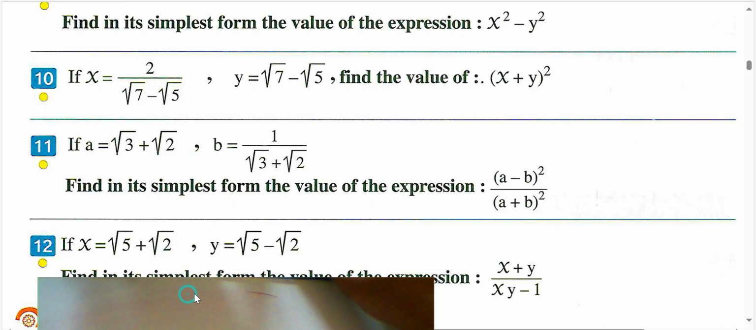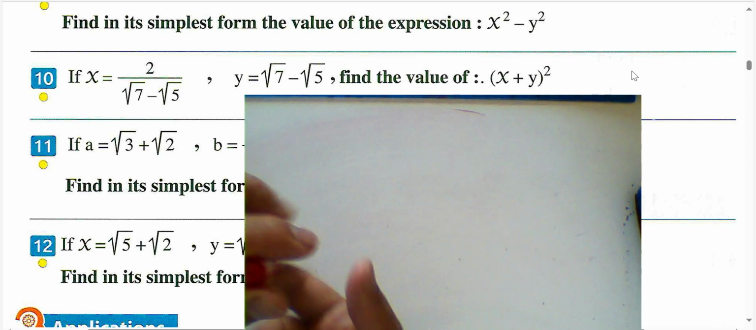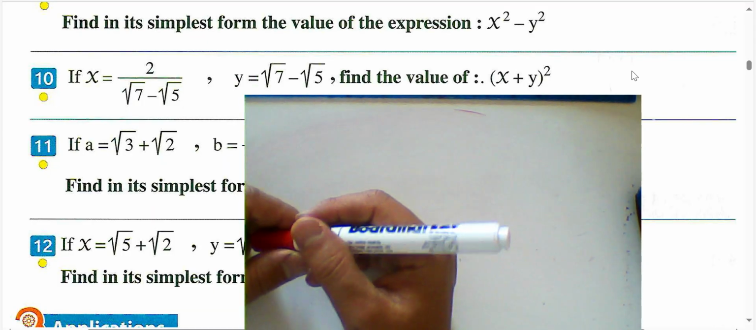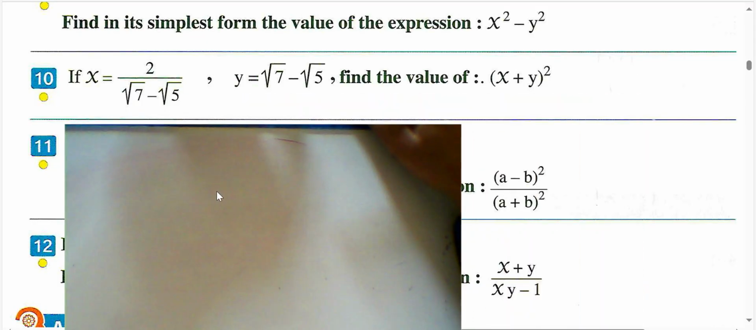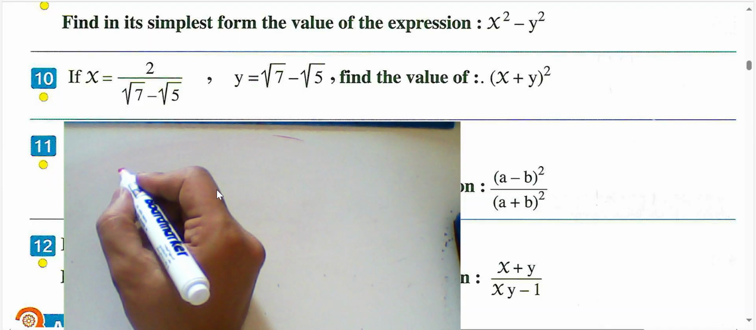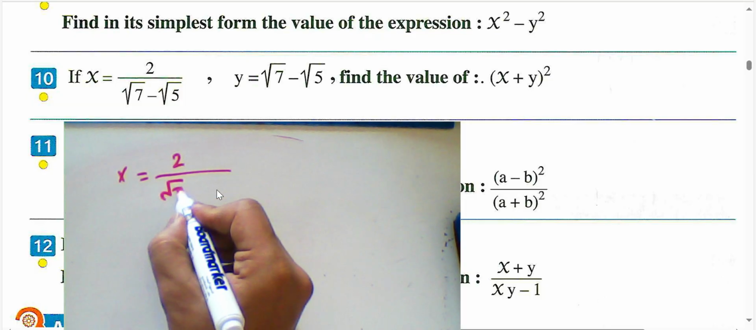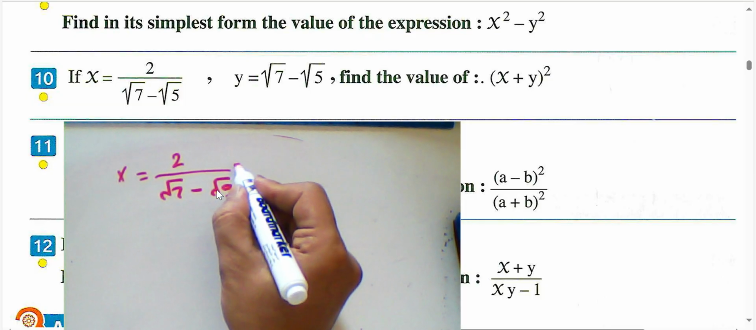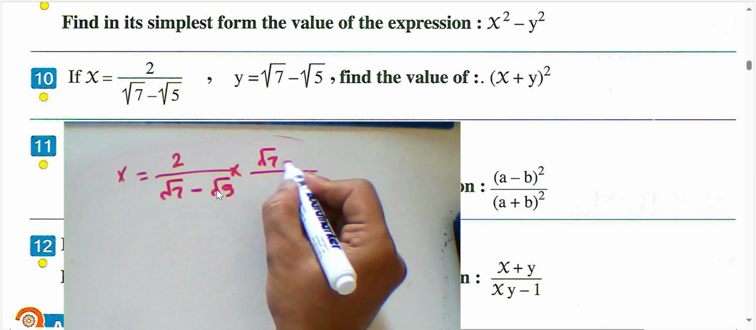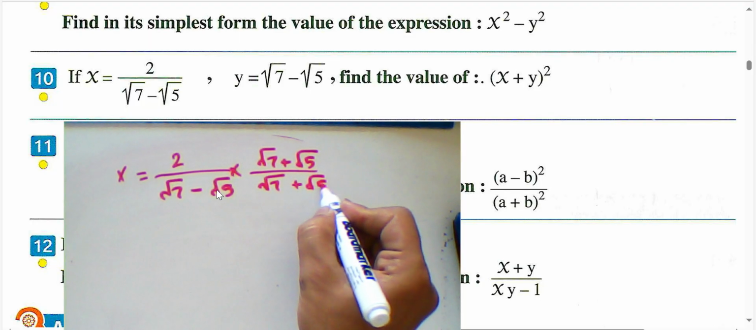Question number 10. x equals 2 over root 7 minus root 5, and y equals root 7 minus root 5. Find the value of (x plus y) all power 2. First step, we must convert x. The denominator of x is irrational, so we must rationalize this fraction by multiplying by the conjugate of the denominator, root 7 plus root 5, in the numerator and the denominator.